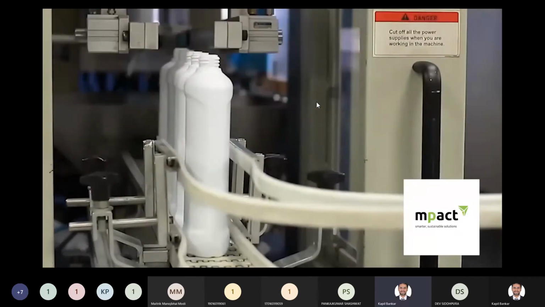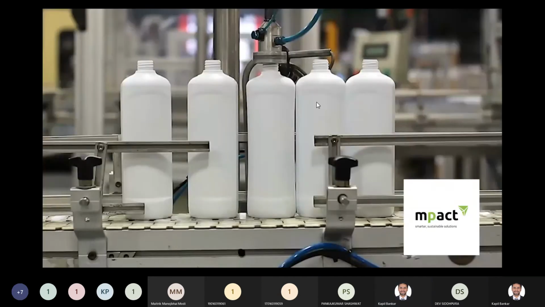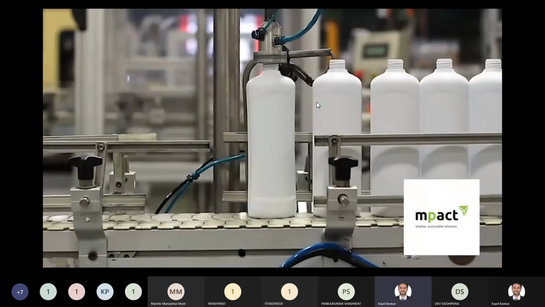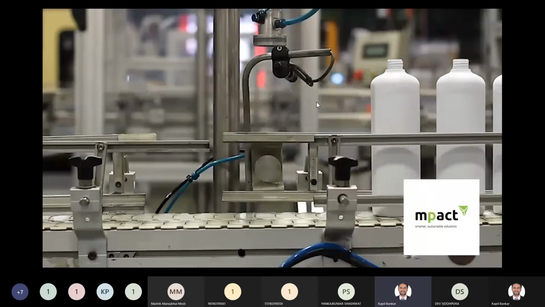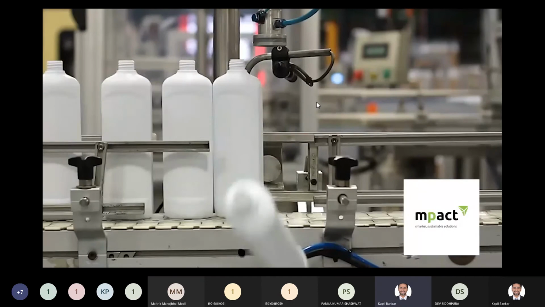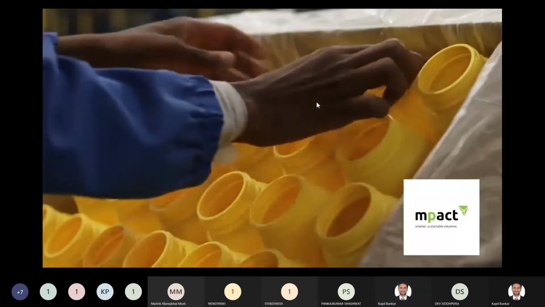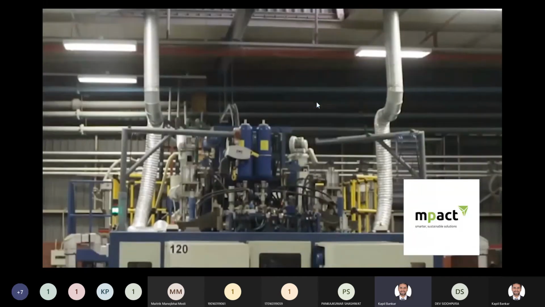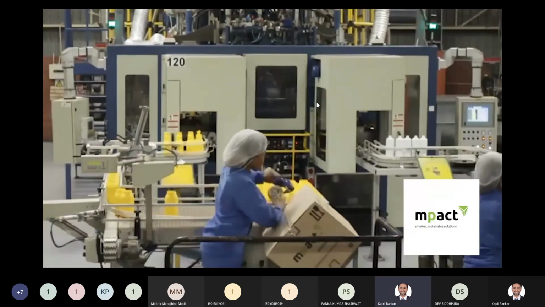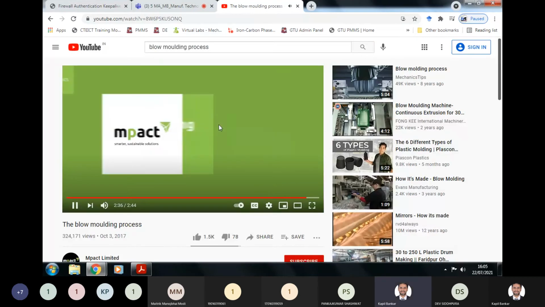This is an automatic process, so the unnecessary part can be removed in this process also. Here the leakage is checked by some hydraulic process. If there is a leakage, then that bottle is automatically separated from the perfect bottles. Then the perfect bottles will be packed and ready for dispatch. Okay, now just a minute.